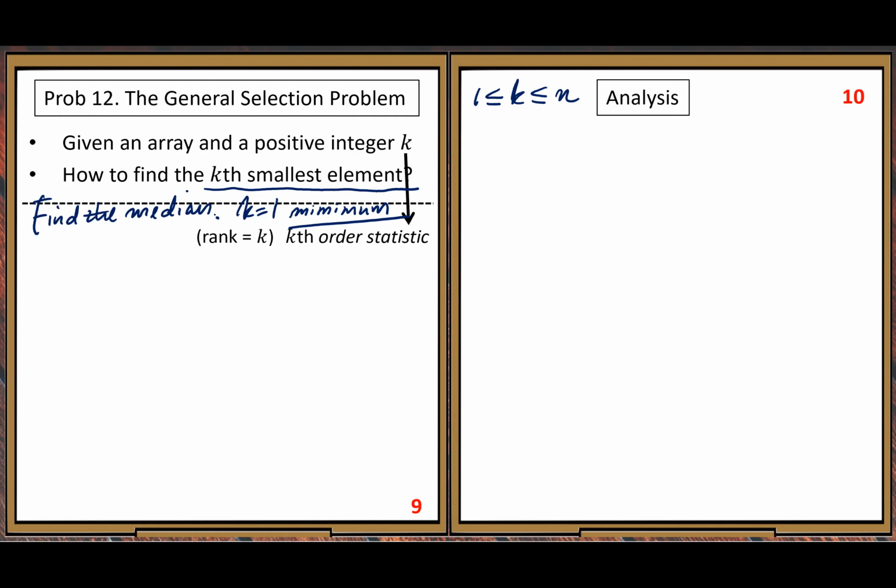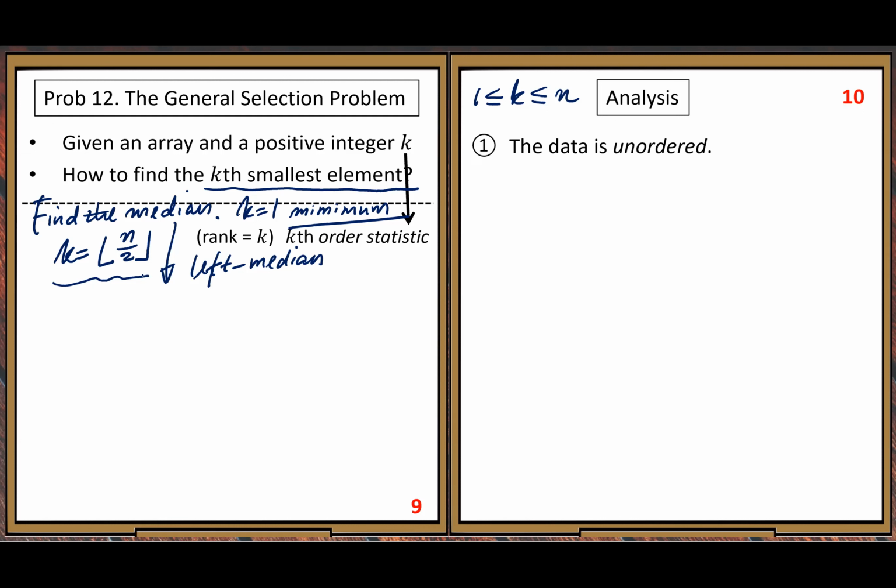Find the median. At this time, our k equals the floor function of n over 2, right? Because by the median, we mean the left median by default. So that is its rank: n over 2, floor function.